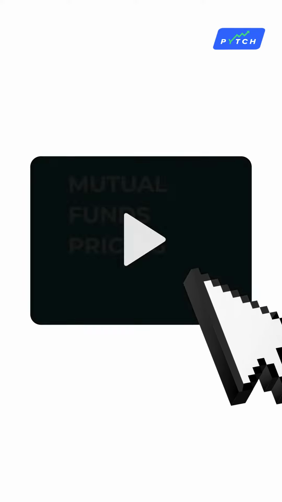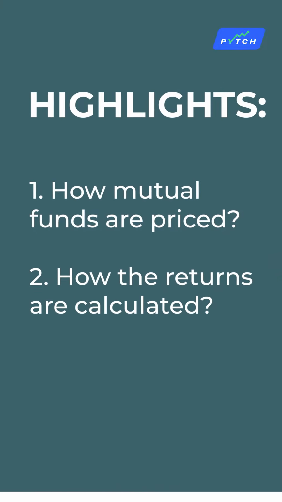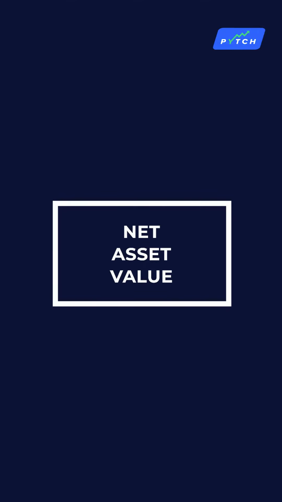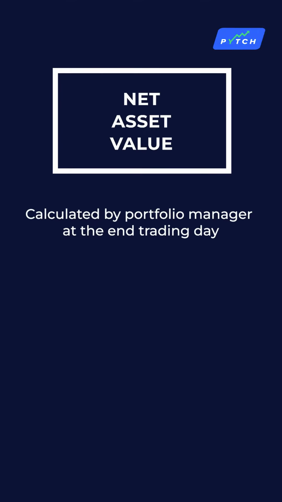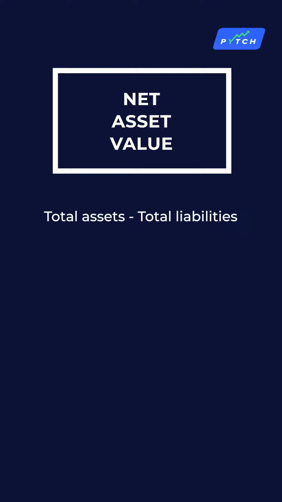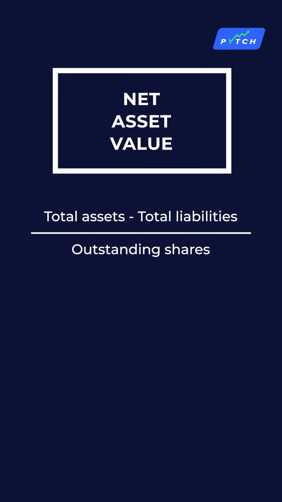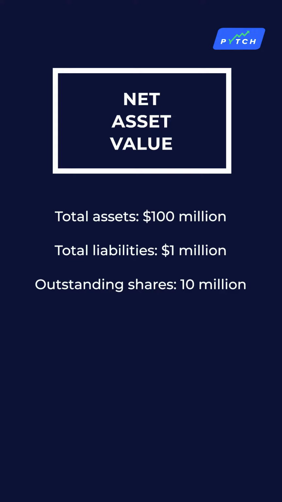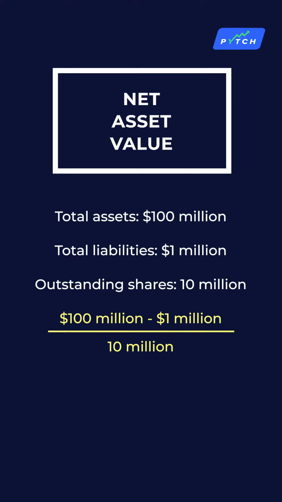Today, I'll be telling you all about how mutual funds are priced and how the returns are calculated. Mutual fund prices are based on their net asset value, or NAV. The NAV is calculated by the fund's portfolio manager at the end of each trading day by subtracting any fees or expenses from the total value of the fund's assets and then dividing the result by the total number of outstanding shares. This gives the NAV per share. So let's say that a mutual fund has $100 million in assets and $1 million in liabilities, with 10 million shares outstanding. The net asset value per share would be calculated as follows.